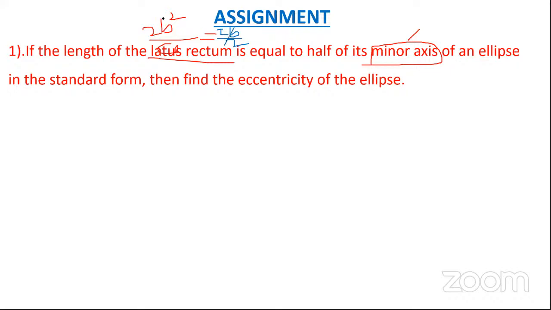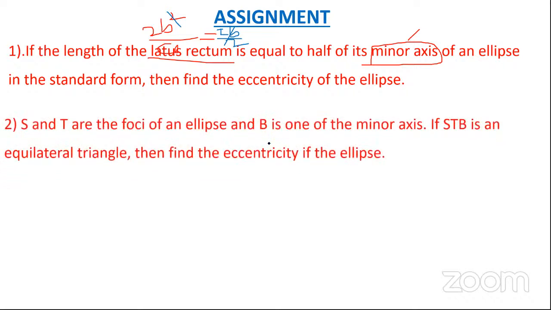You can solve that. b gets cancelled, 2b equal to a. Then you have to substitute the values in b square equal to a square of 1 minus e square. You can solve that one and find the eccentricity. The next question is, if S and T are the foci of an ellipse and B is one of the minor axis endpoints and STB is an equilateral triangle, then find its eccentricity. This is also to find the eccentricity.